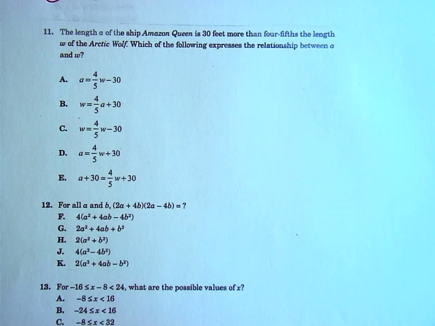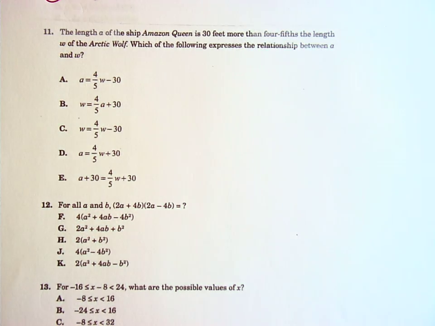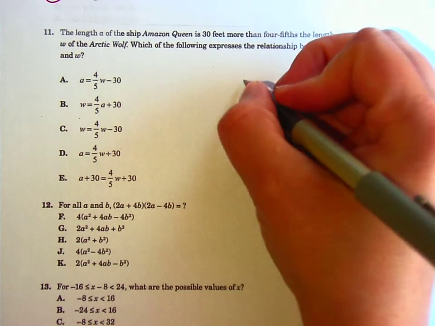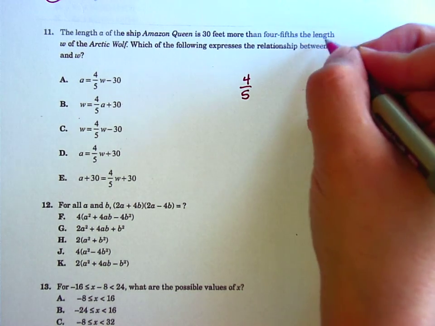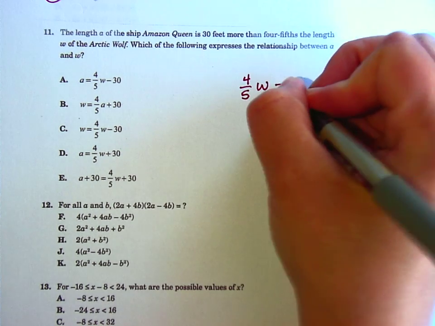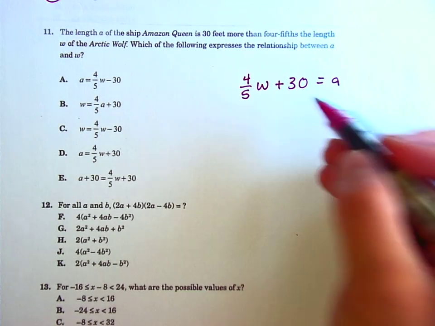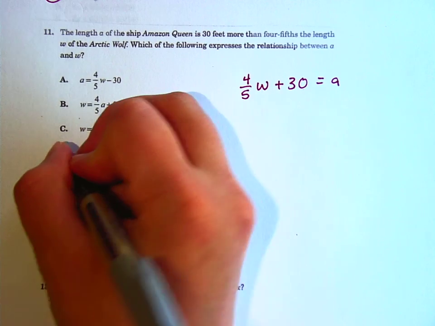The length A of the ship Amazon Queen is 30 more than 4/5 the length W of the Arctic Wolf. Which of the following expresses a relationship between A and W? Okay. So the Amazon Queen is 30 feet more than 4/5 of the length. So if I take 4/5 of the length, oh, and I like how the length is W, okay, and then I add 30 to it, I should get A, because 30 feet more. So that is, let's see, 4/5 W plus 30 equals A is D.